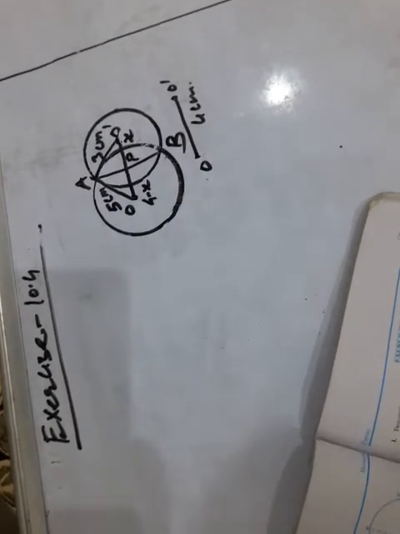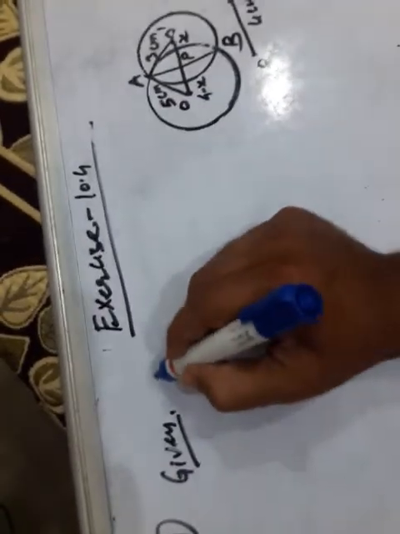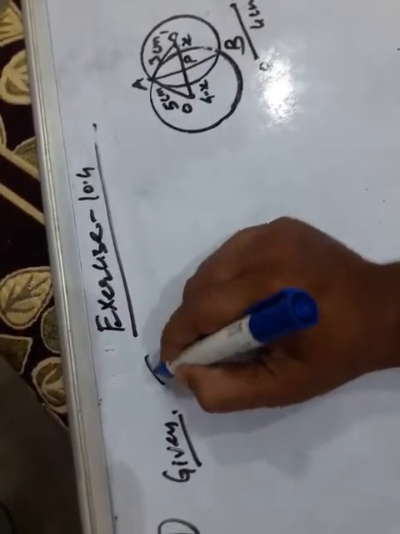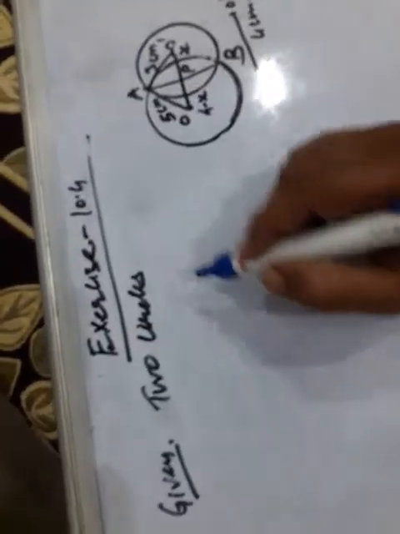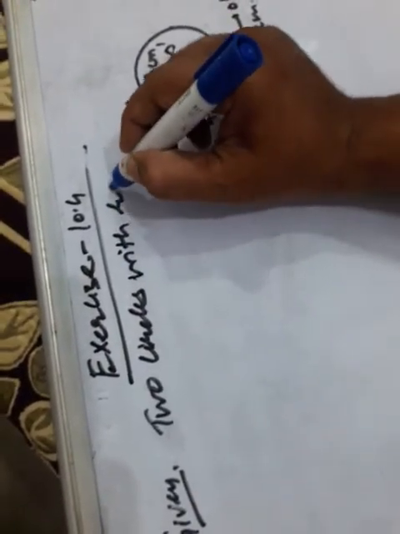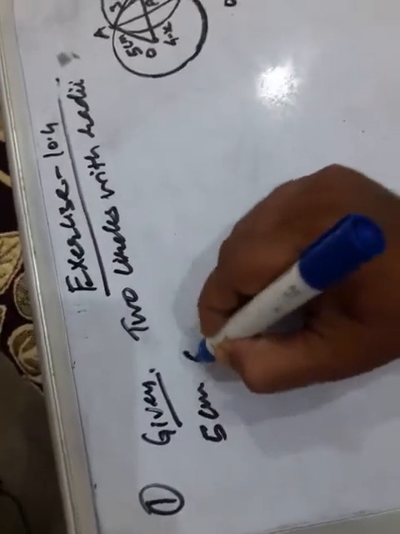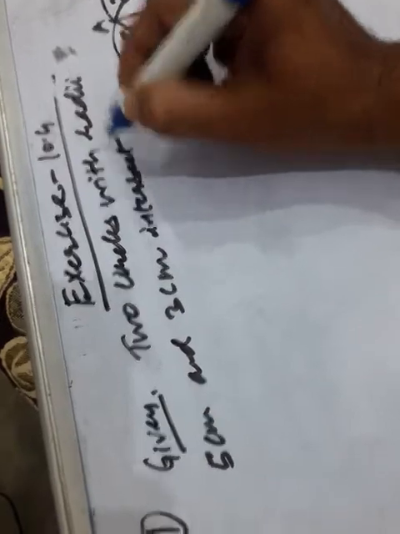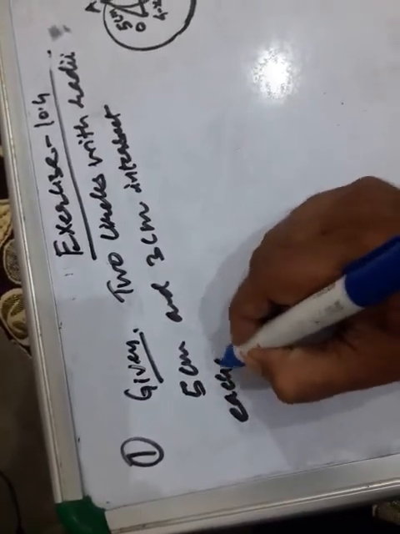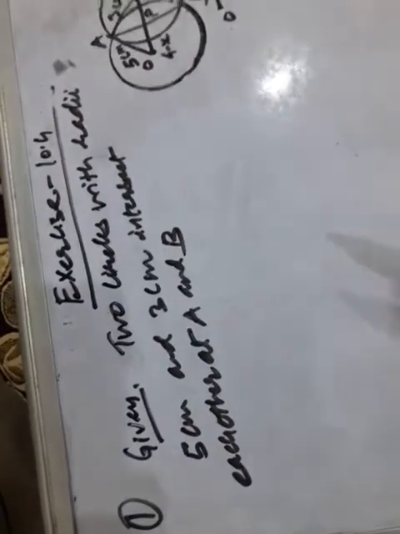What is given? Start writing, children. Two circles with radii 5 centimeter and 3 centimeter intersect each other at A and B.